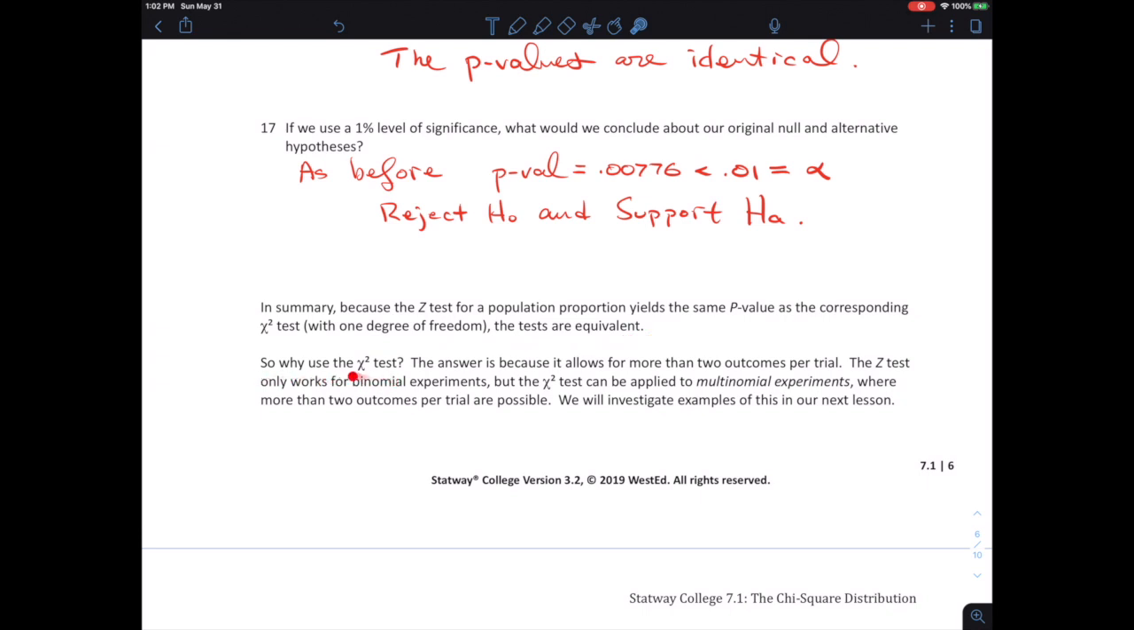So why use a chi-square test? The answer is because it allows more than 2 outcomes per trial. The z-test statistic only works for binomial experiments with 2 outcomes, but the chi-square statistic can be applied to multinomial experiments where there are more than 2 outcomes per trial. We will investigate examples of this in our next lesson.